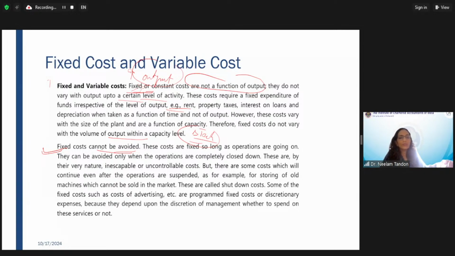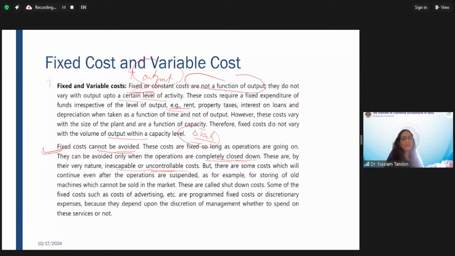So fixed costs can be avoided only when the operations are completely closed down. जब आपने production ही stop कर दिया, then what will happen? If you can go for selling the machine, you will get certain amount of money, and that will be able to wind up your unit. So fixed costs will be there till the time there is a probability of production. जब तक production की probability होगी, तब तक fixed cost रहेगी. जब आपने decide कर लिया, you want to completely close this unit, then the fixed cost component won't be there. Okay. So you cannot go for controlling it. Fixed costs you cannot control.